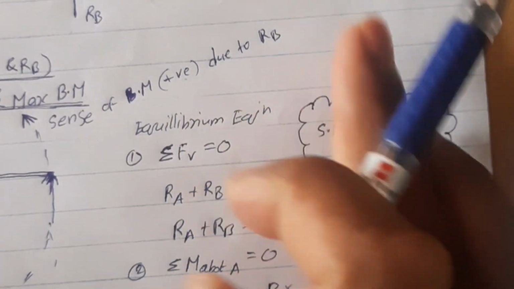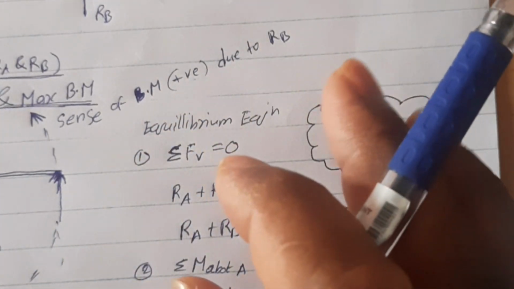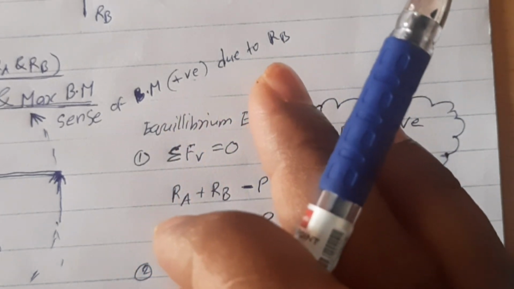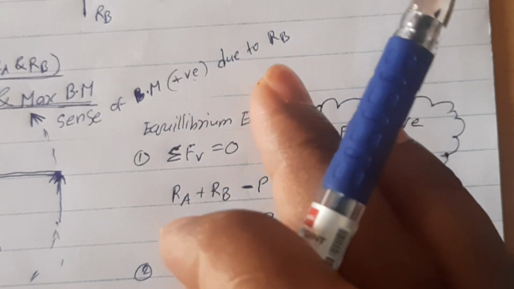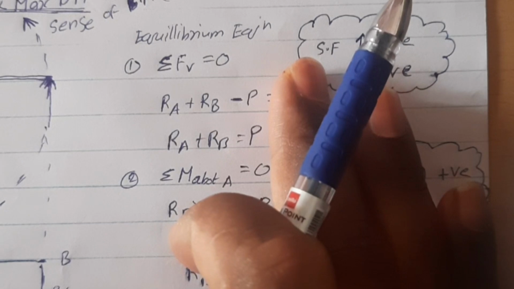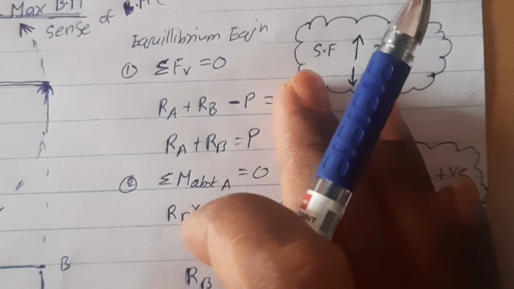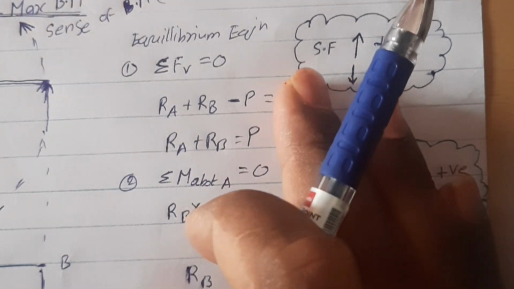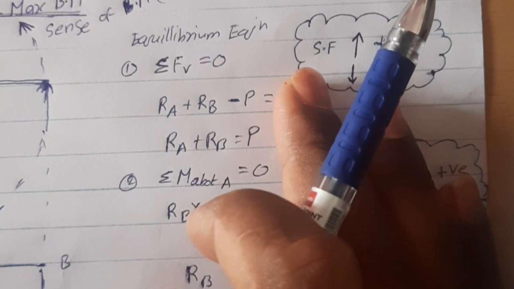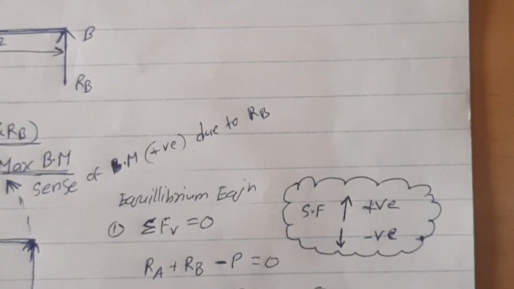What are the equilibrium equations? The sum of horizontal forces acting right and left should be equal to 0, the sum of vertical forces acting upward and downward should be equal to 0, and the sum of moments of all the forces acting in a system should be equal to 0. These are the three equilibrium equations for a member which is in an equilibrium state. That means it is a determinate beam. It is not an indeterminate beam. An indeterminate beam would be like a propped cantilever beam.